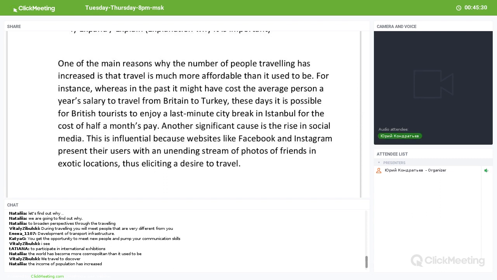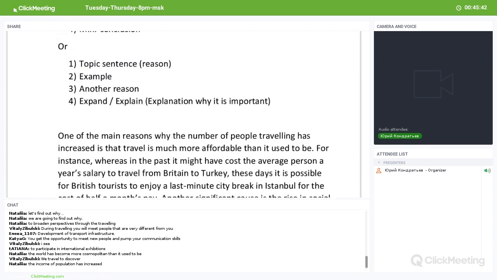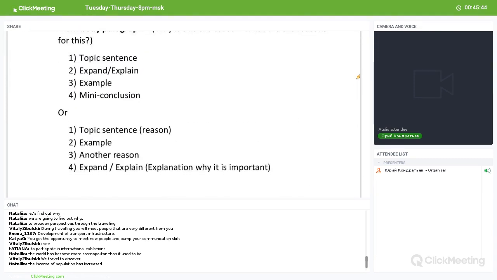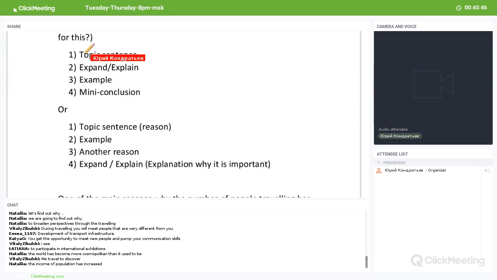Okay, so now, please, you have 10 minutes. Please write your first main body paragraph giving reasons why people travel more and more. Okay, you can either follow a traditional structure or a double idea paragraph structure.